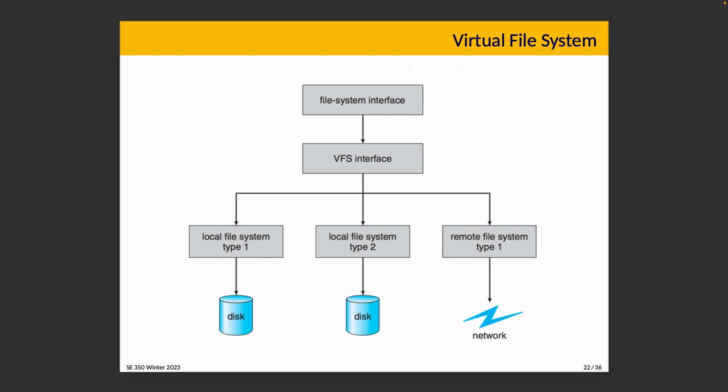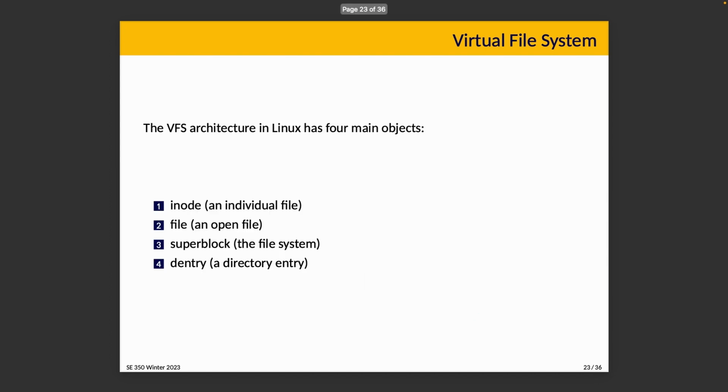Now, all that really turns into is something like this diagram here. We have a file system interface, which then has an interface to the virtual file system, and the virtual file system is responsible for figuring out which of the underlying actual file systems is responsible for containing that data, and it may be a local disk or it could be over the network because we do have the ability to connect to remote drives. You probably do it with the university storage that we give you. So that kind of makes sense. And the VFS architecture in Linux has four main things.